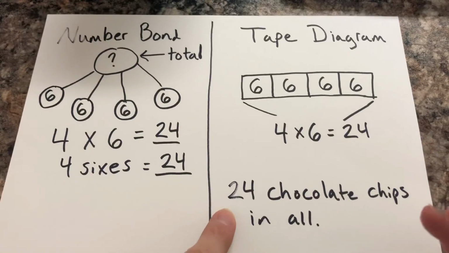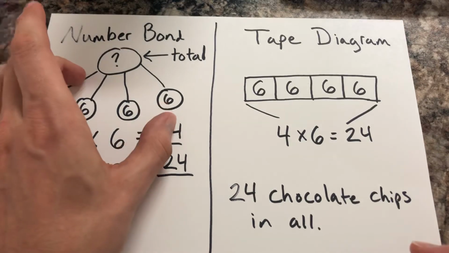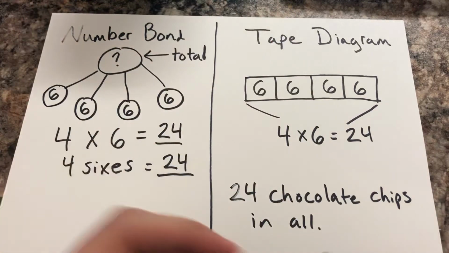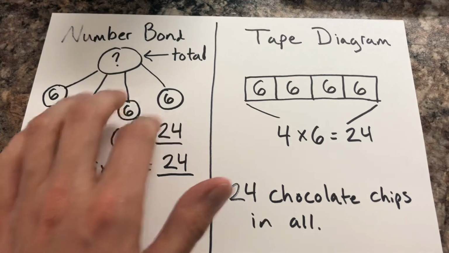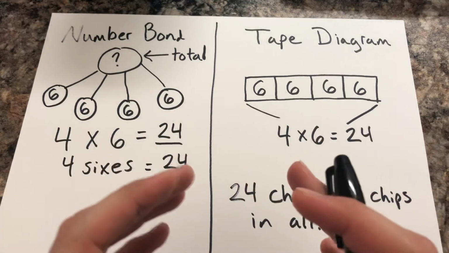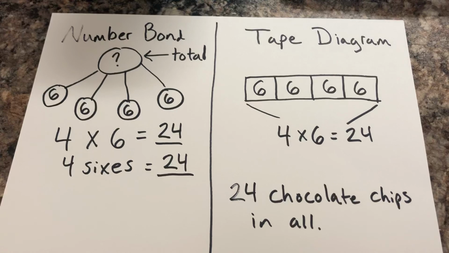Okay, so we just went through how to use a number bond and a tape diagram to solve our word problems. Make sure that you use a number bond or a tape diagram. You get to choose in the word problem that's in the exit ticket. And that concludes our lesson today. So get after that exit ticket and do your very best.